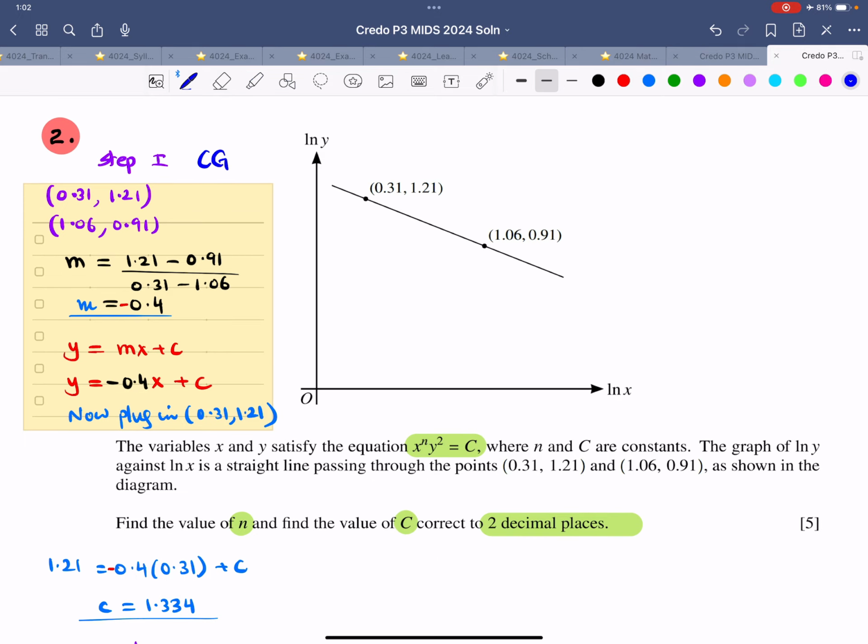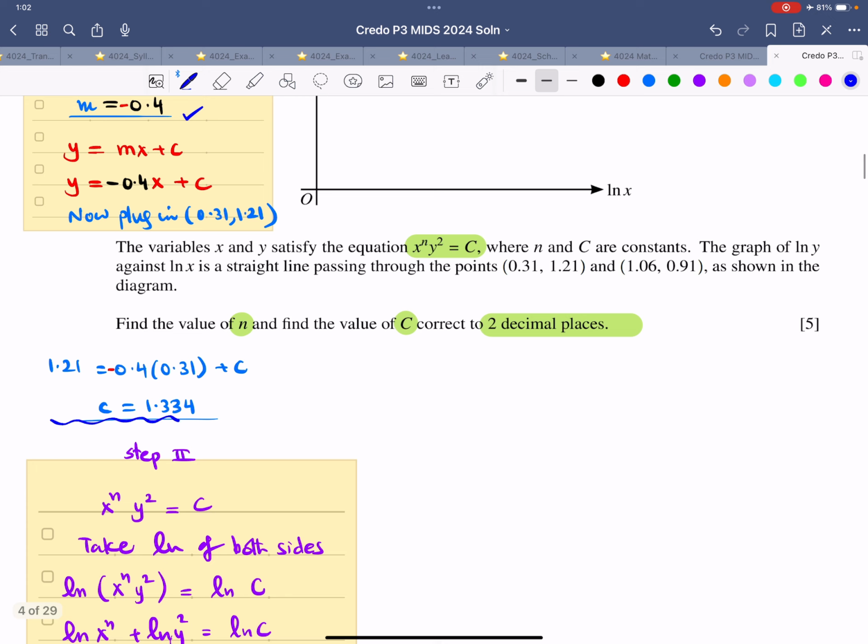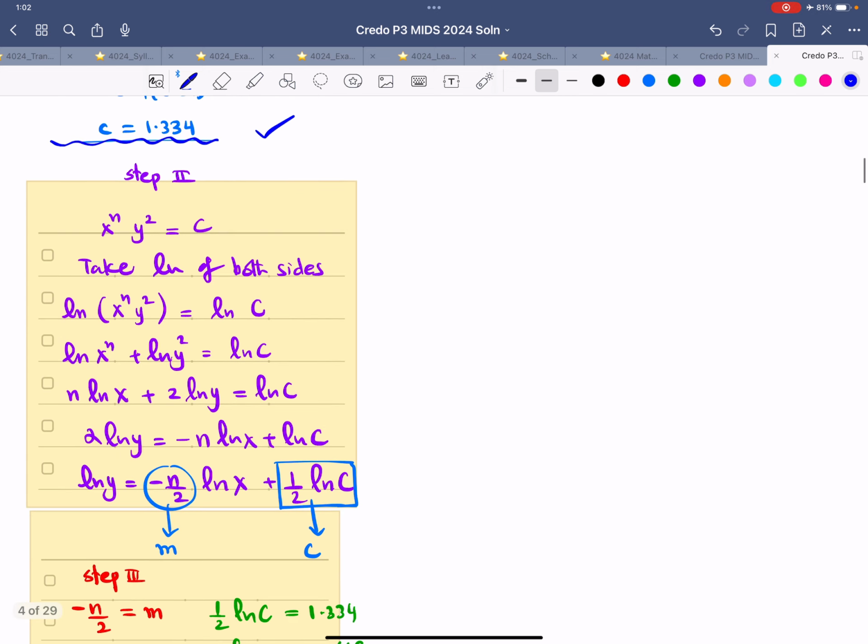Now the very first part, this is about coordinate geometry. You find the gradient between these 2 points. And the second thing, plug in the gradient, find the y-intercept. So these are the first 2 things that need to be done. That's coordinate geometry. Second part, this is about linear law.